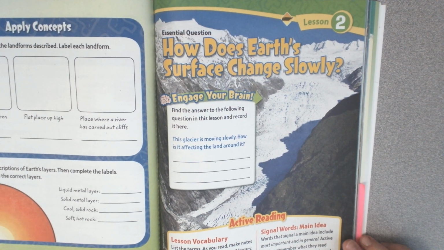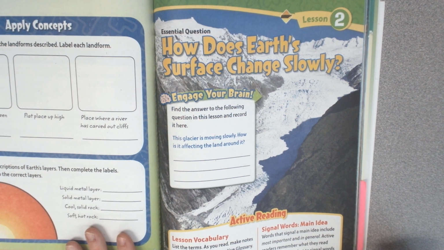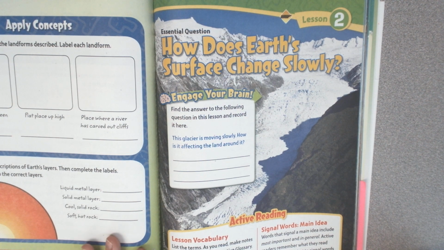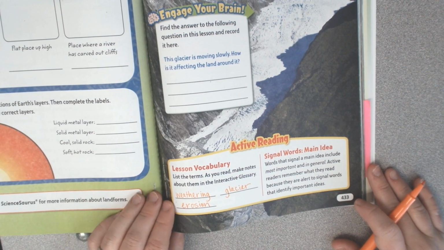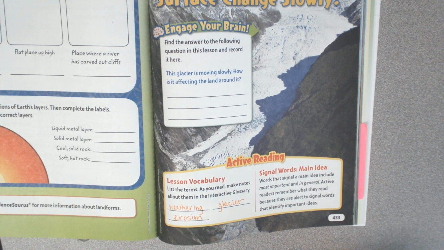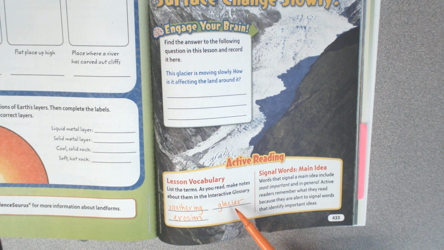So today we're in lesson 2. It talks about how Earth's surface changes slowly. This is on page 433. Okay, 433. A few vocabulary words we're going to be talking about in this lesson are weathering, glacier, and erosion.